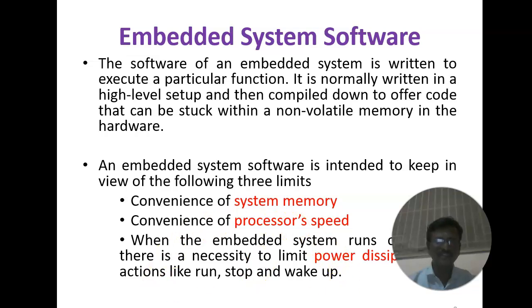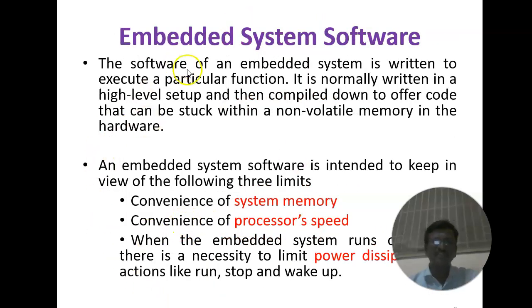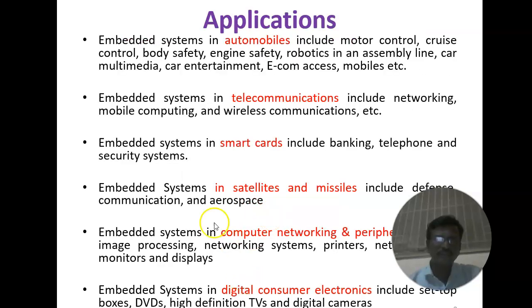And the next one is that power dissipation also should be considered while designing an embedded system. So these are all very important while choosing the embedded system software. Guys, you should compulsorily consider the memory as well as the processor. So then, what are the applications which can be performed using these embedded systems?